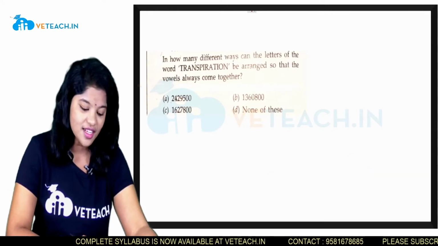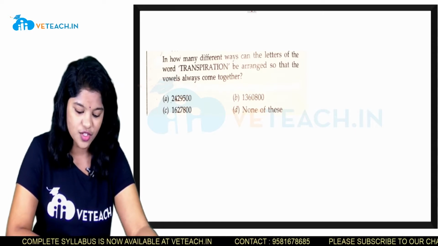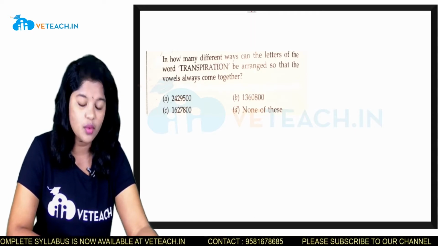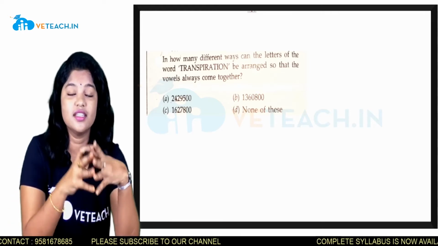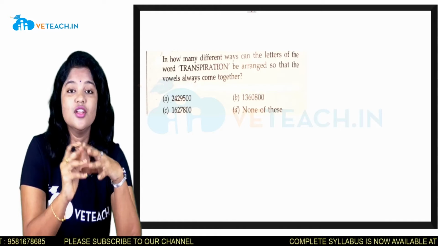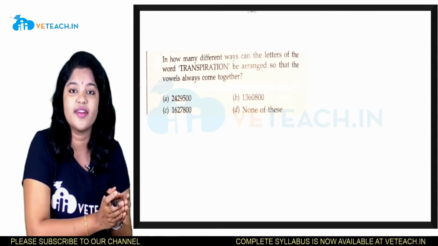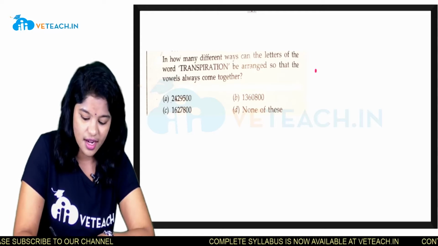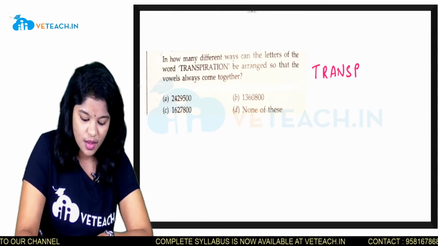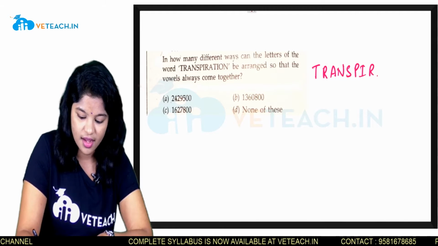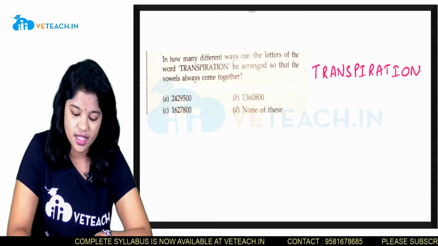See the next question. In how many different ways can the letters of the word TRANSPIRATION be arranged so that the vowels always come together? So, all the vowels in this word should be treated as one unit. That means they all should come together. First, let us write down the word transpiration. So, what are the vowels here?